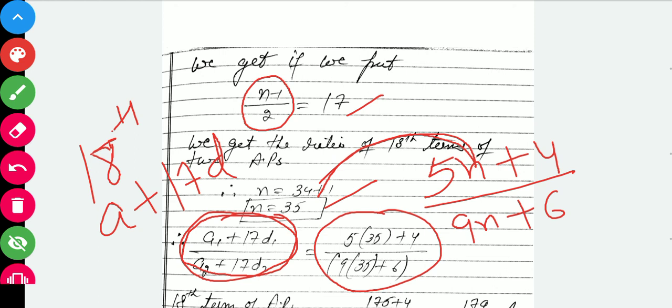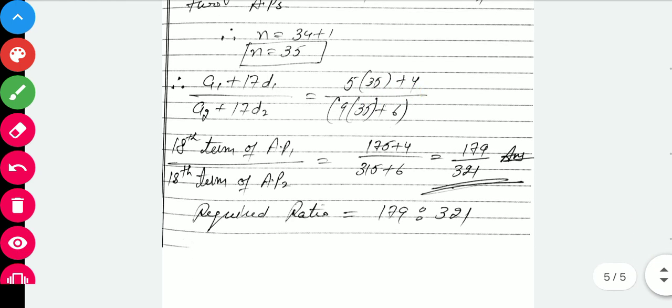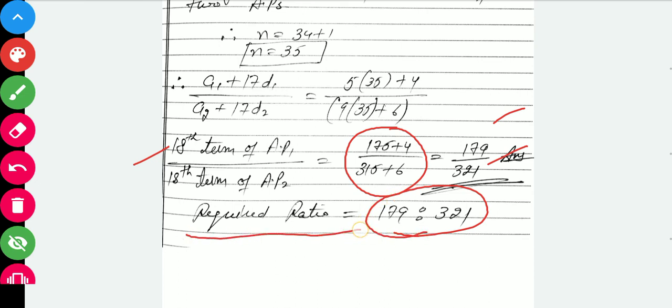So this is your ratio of the 18th term. See, after calculating you will get the answer. So very important sum. Mark it. Tomorrow we will discuss some other problems related to AP. Till then, have a nice day and practice the related problems at home. Take care everyone.